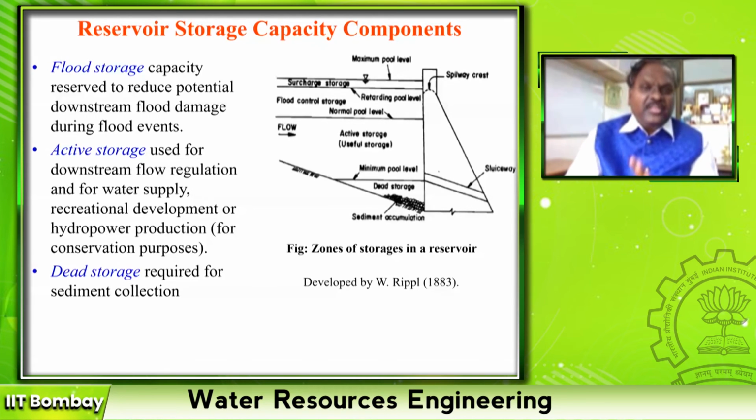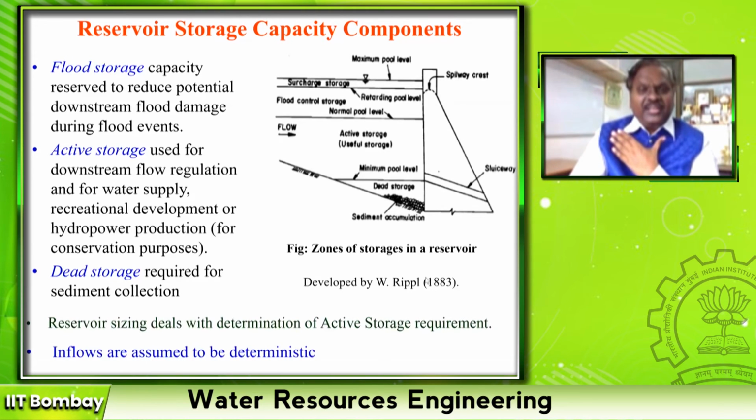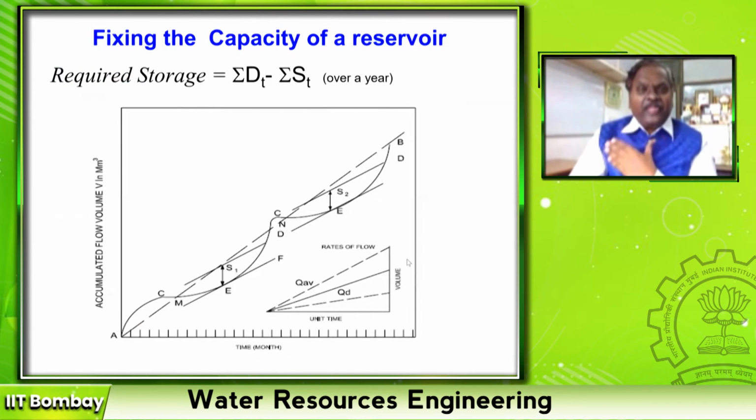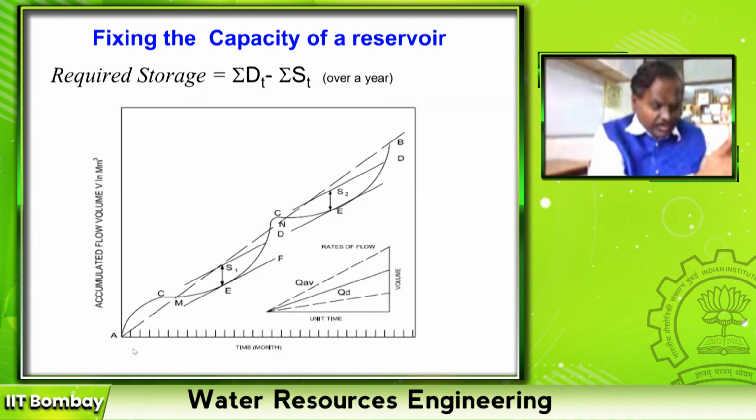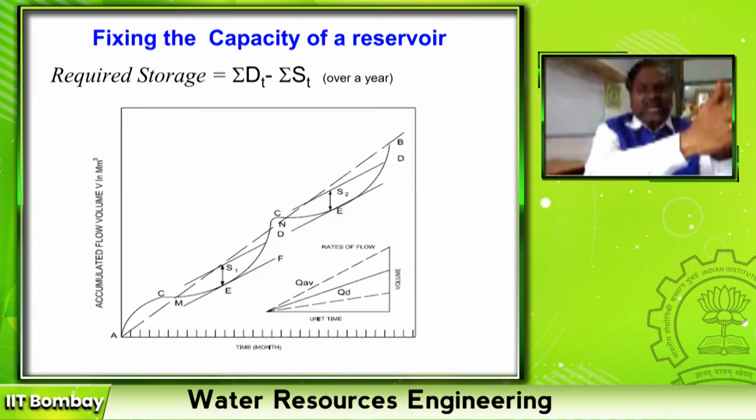Okay. So of these three, we are going to estimate the active storage, and it was developed by Ripple in 1883, and we are still using this. That is called the Ripple diagram. It is based on double mass. Actually it is two curves. First one is you have an observed flow in every month or every year, right? You have observed demand every month.